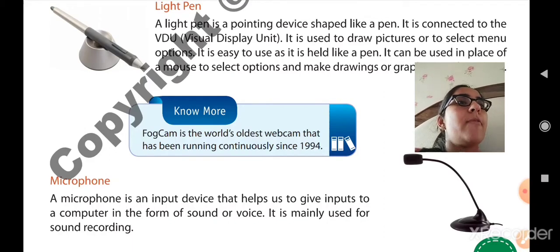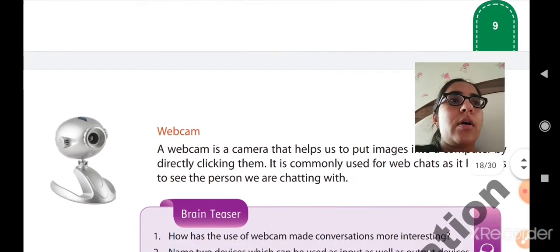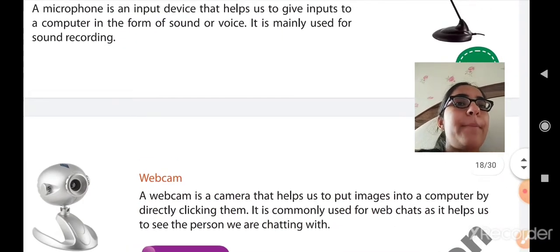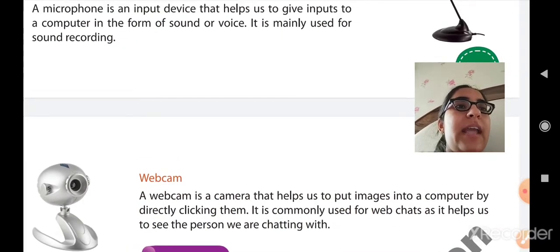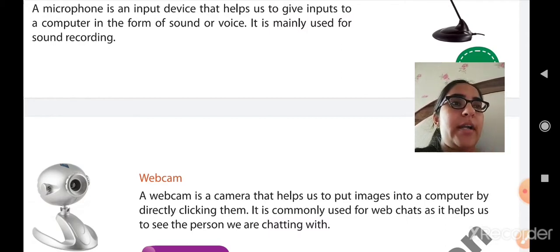It means in the form of sound or in the form of voice. It is mainly used for recording the sound. Okay, so another input device is webcam. A webcam is a camera that helps to put images into a computer by directly clicking them. It is commonly used for web chats as it helps us to see the person we are chatting with.